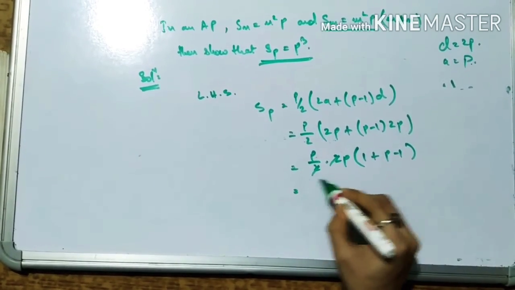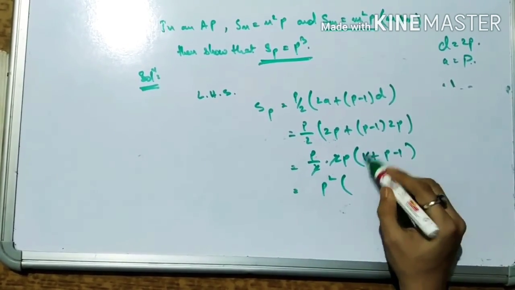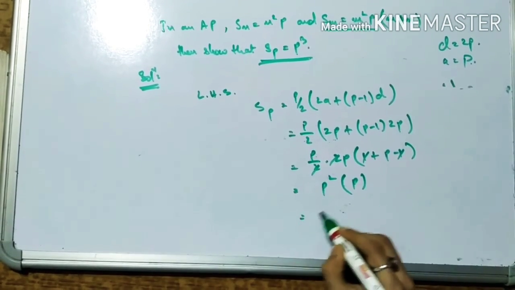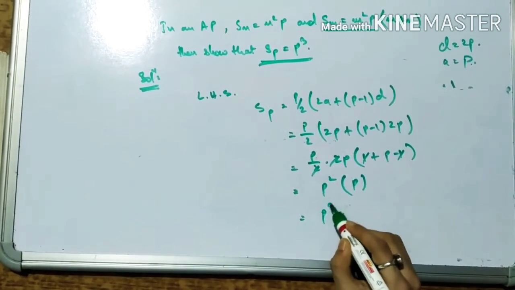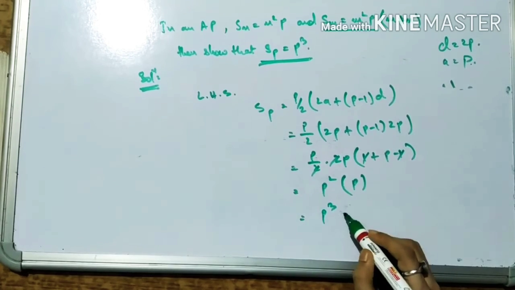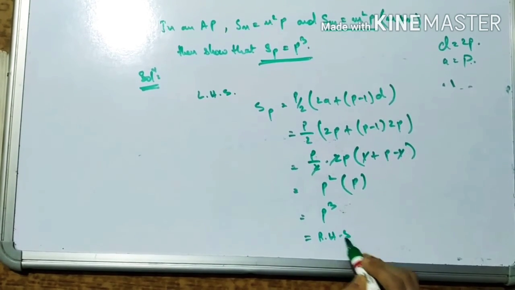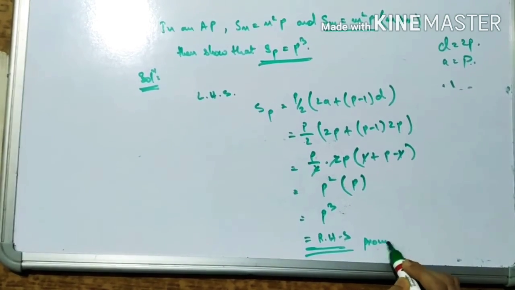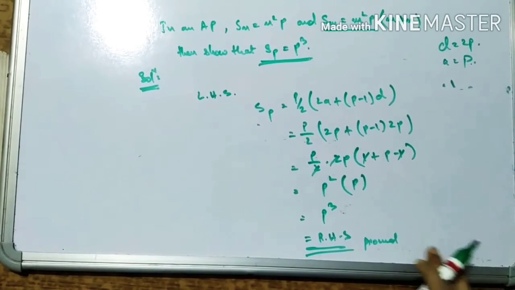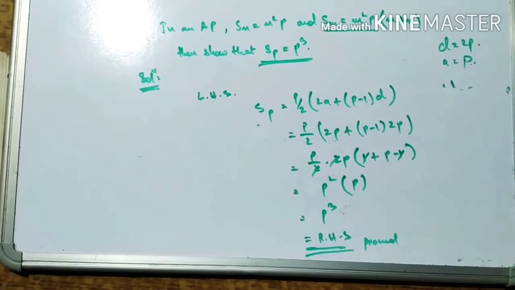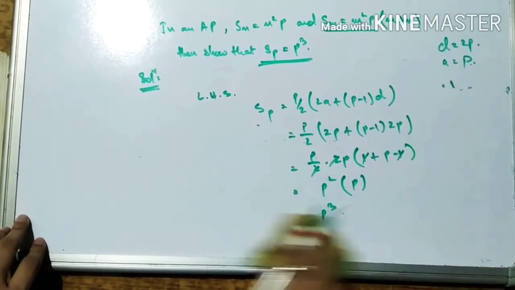So this is: the 2 cancels, p squared I will get, and 1 cancels with p, so I will get p. So p squared into p, p cubed I got. That is, Sp is equal to the RHS. This is our proof. Understand? Sp is equal to p cubed. That is our proof. I am explaining this question one more time.